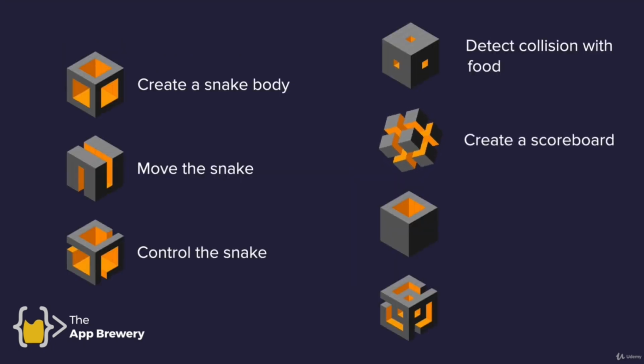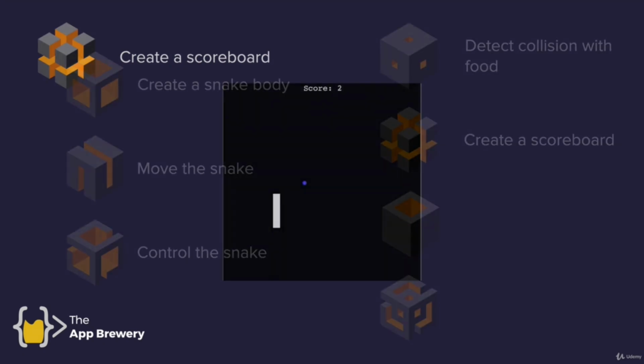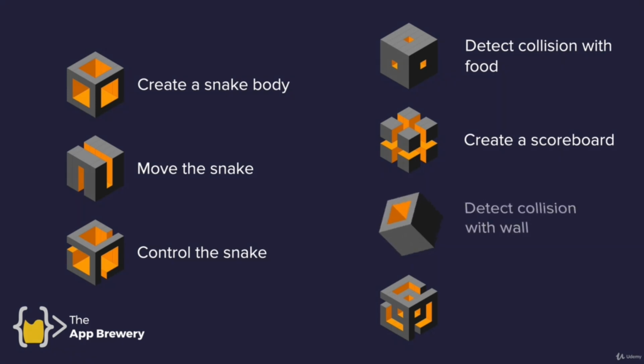And then it's a matter of keeping track of the score and creating a scoreboard. So we're going to learn how to write text in our program so that once the snake hits a piece of food, the score automatically updates. And then next, we're going to figure out when the game should end. So one of the cases when the game should end is when the snake has collided with the wall. And at this point, we should see game over show up on screen, and the snake should no longer move.